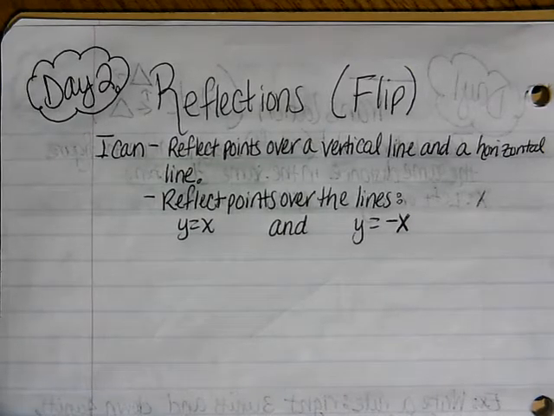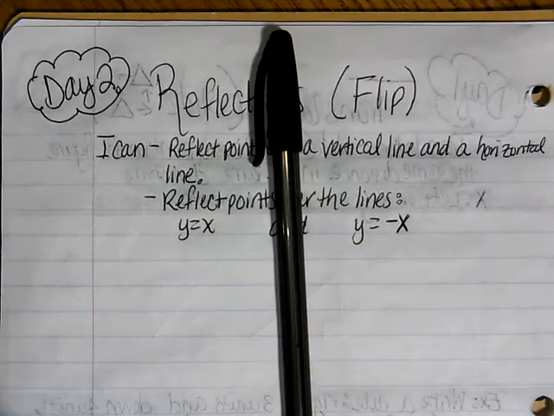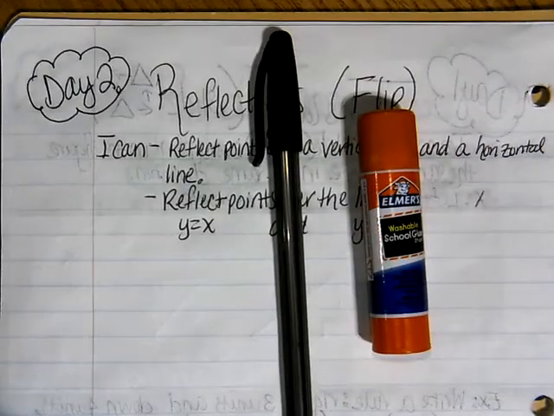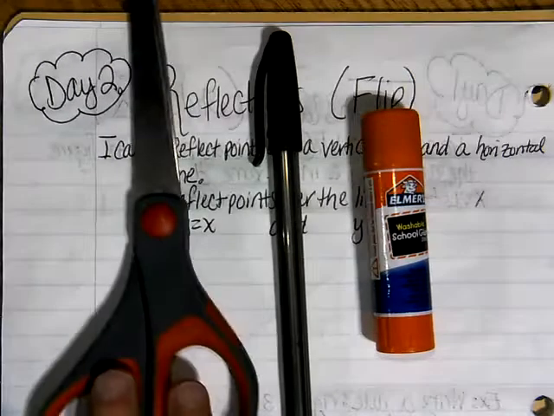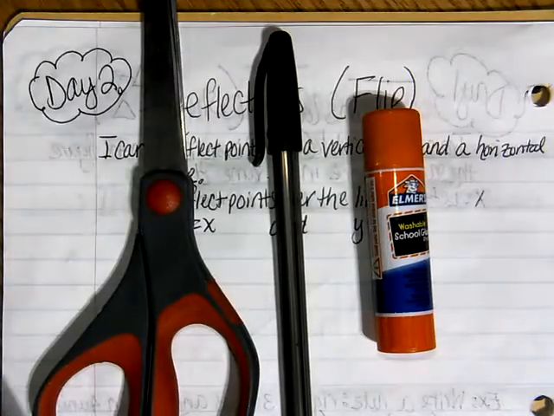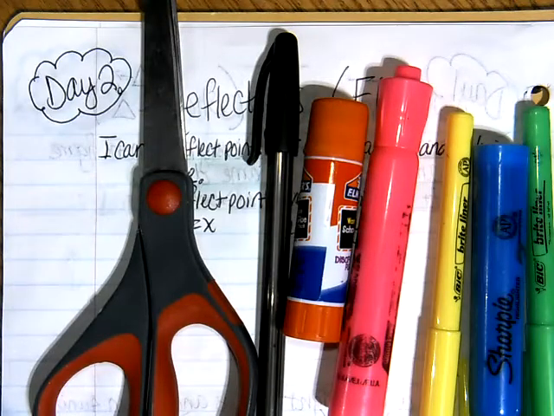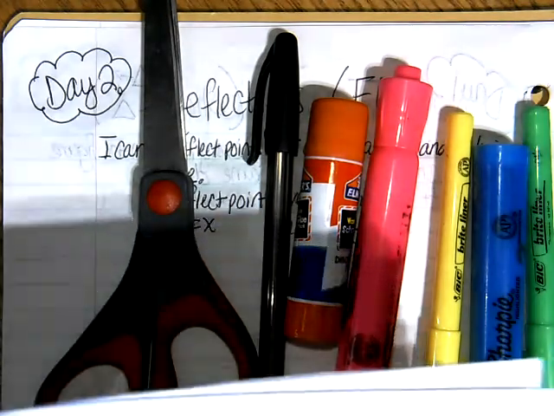Before we get started for today, I need you to have the following items. First, you will need something to write with. You will need a glue stick or Scotch tape. You'll need some scissors, colors like highlighters, and you will need to print out the Unit 2 Day 2 cutouts.